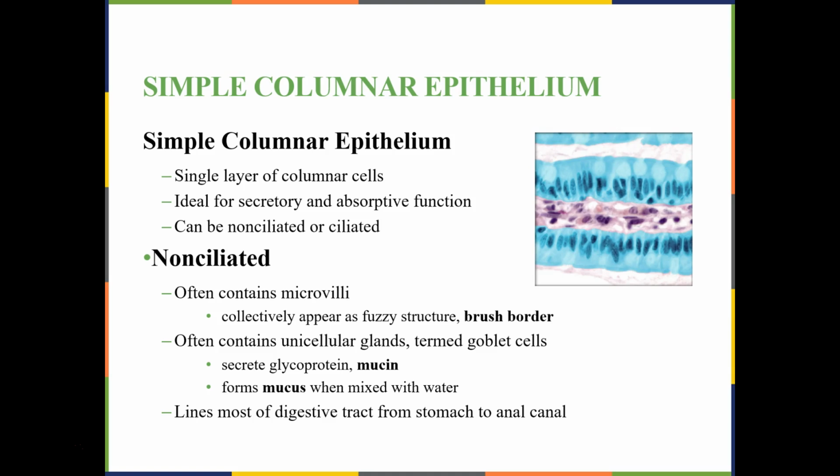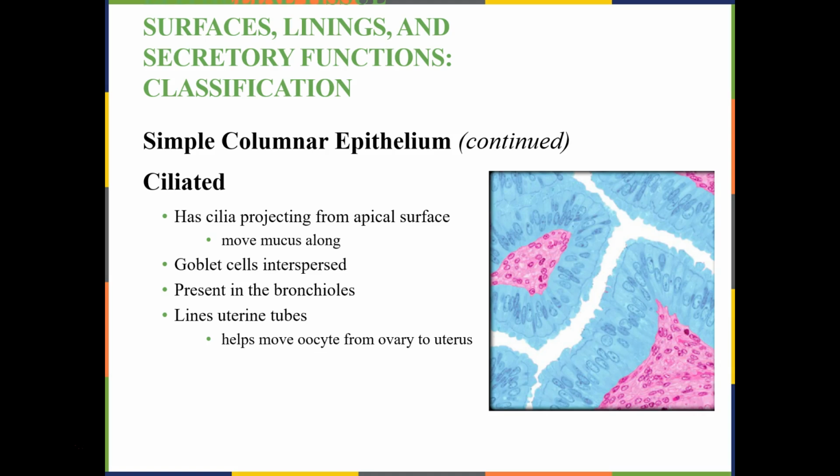So non-ciliated we find in our digestive tract. Ciliated we find in fallopian tubes as well as in our respiratory tract. And here you can see the ciliated simple columnar.